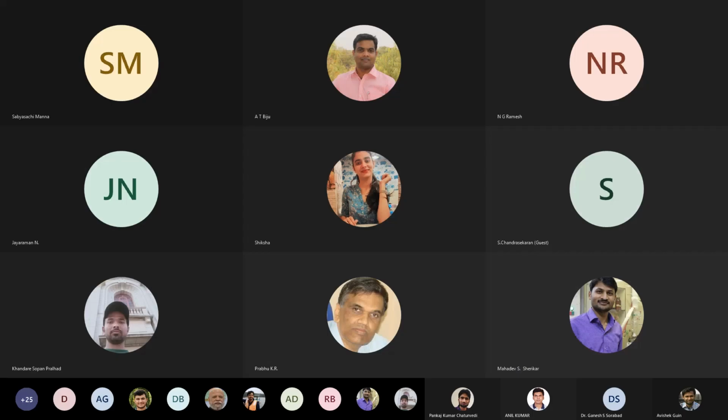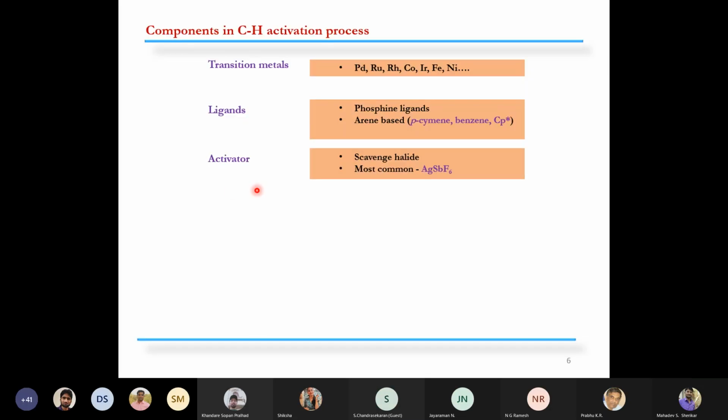So in CH activation, we need to have the activator. The name itself displays its character: it activates the catalyst by scavenging the halide from the corresponding transition metal complexes. And silver hexafluoroantimonate is the most commonly used activator in the field of CH activation.